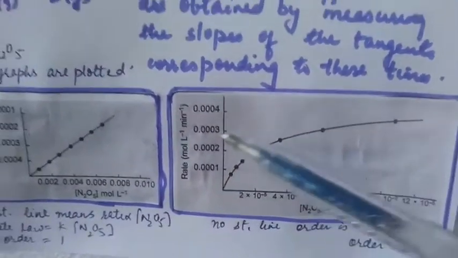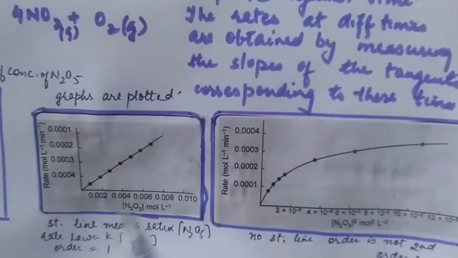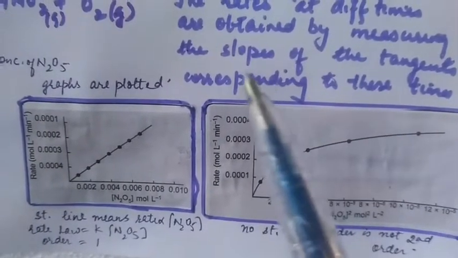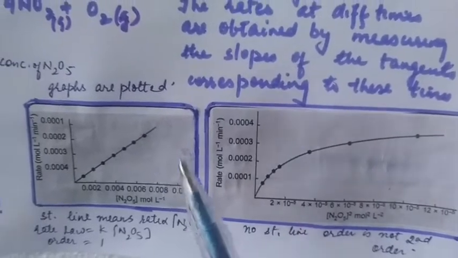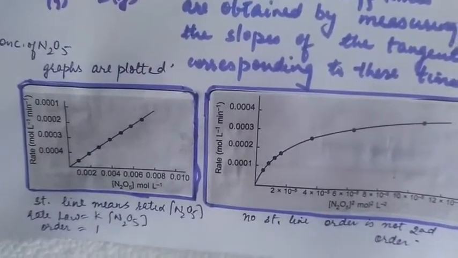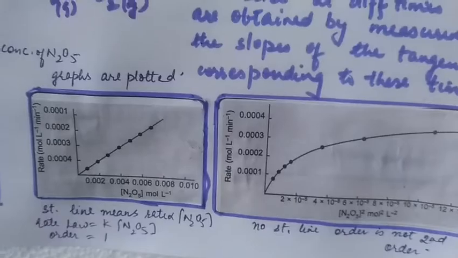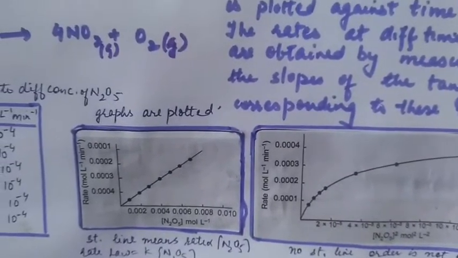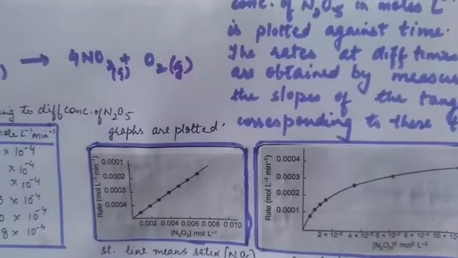So out of all the plots that we obtain, the one plot where there is a straight line shows that rate is proportional to that very concentration. So this is the graphical method for determination of order of reaction.